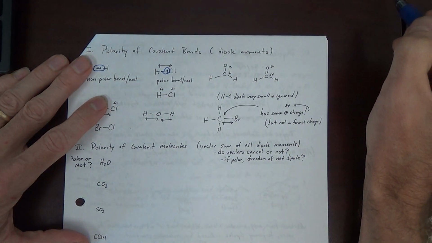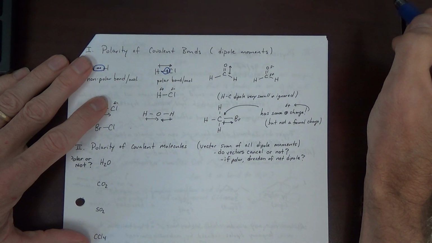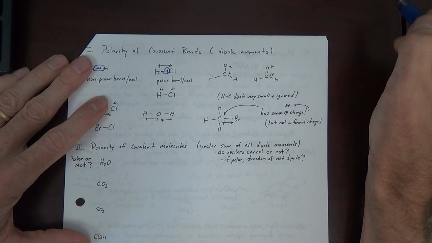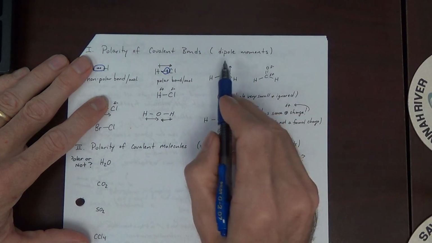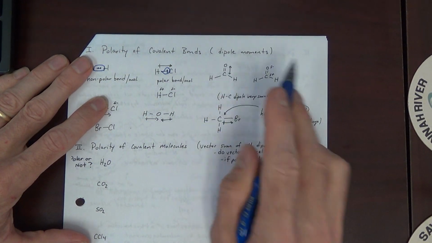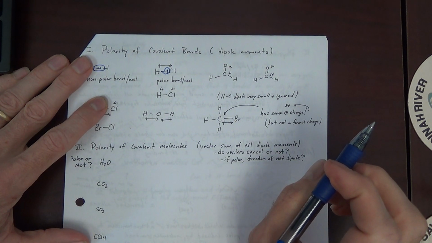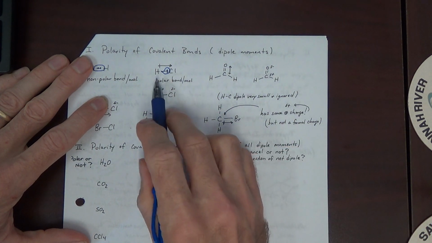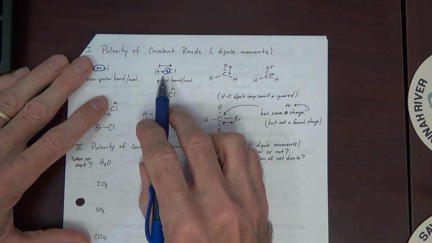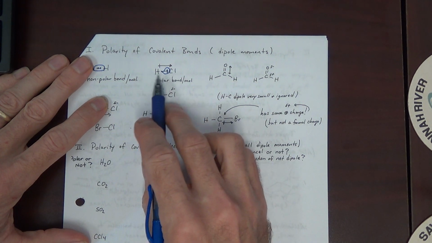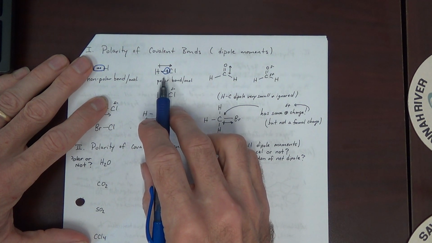Now these are not formal charges. These are partial charges that result from polarity. These are also known as dipole moments. And you can actually calculate the amount of partial charge on each atom, either negative or positive. But we're not going to do that.